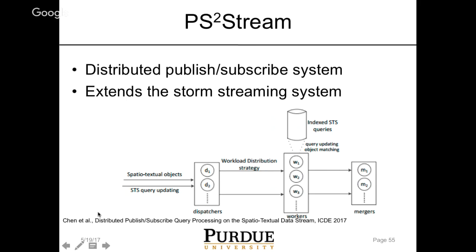There is another system called PS2Stream, or publish subscribe stream, which is a distributed publish subscribe system that extends the general purpose Storm streaming system to support continuous evaluation of spatial keyword filter queries. This system is structured as follows. There will be some data sources or spouts that will go through a layer of dispatcher or routing units. These dispatchers will distribute the queries and also the spatial keyword objects across multiple bolts or processes, and there will be an aggregation layer that will group them to produce the final result of the queries.